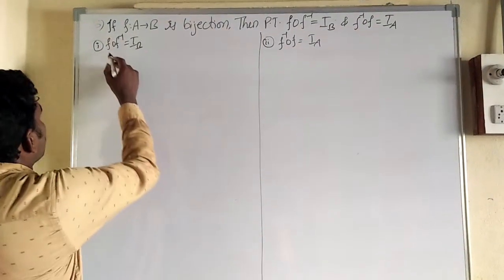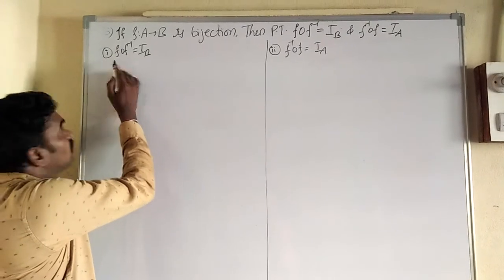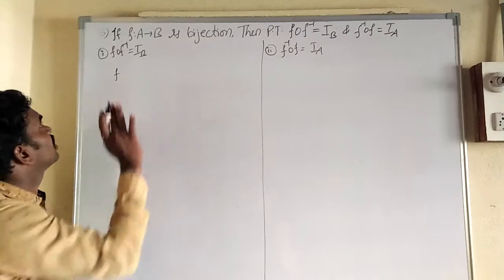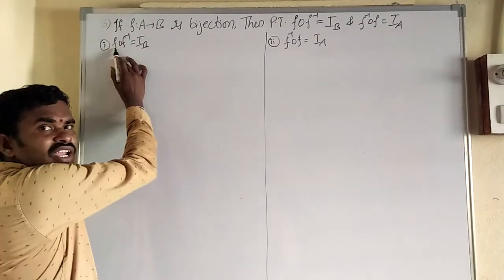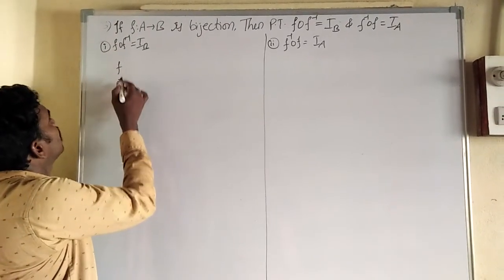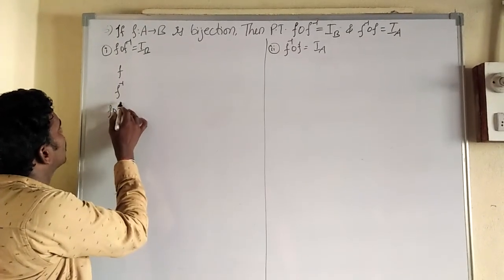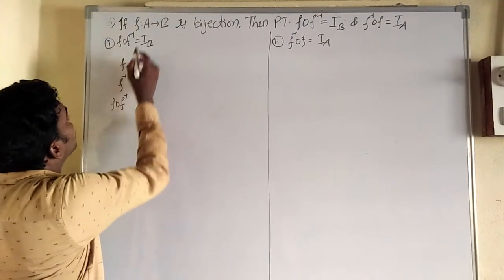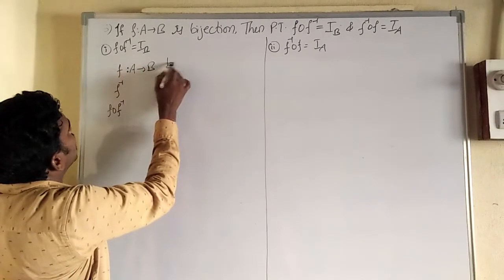Very simple. First simplify this. What are the terms in the given question? The first term is F. Write down F. Just follow what I am saying. Don't think about the question. What is the next term? F inverse. Write down F inverse. Next, F circle F inverse. Now tell me, F maps from A to B, given that it is a bijection. So F maps from A to B bijection.